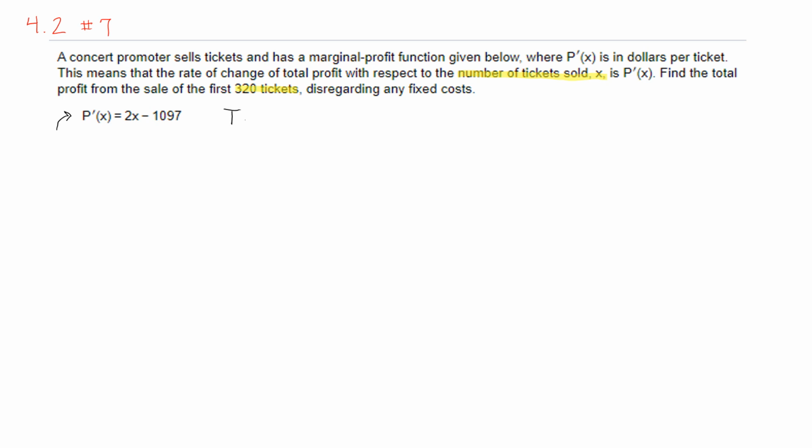So at the beginning, our ticket sales would be 0. That makes sense because when you start any kind of concert, you do the concert preparation before a ticket is sold. So at that point, X will equal 0. So we'll plug it into our P prime of 0, substituting 0 for X.